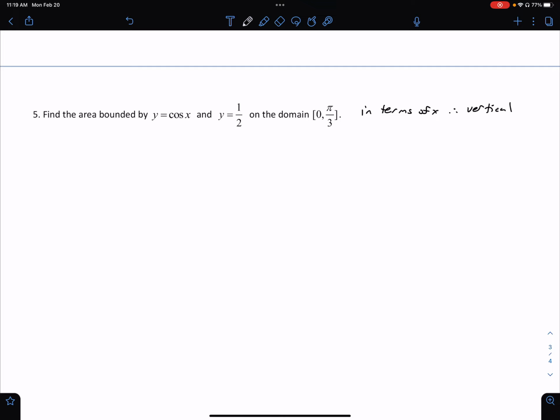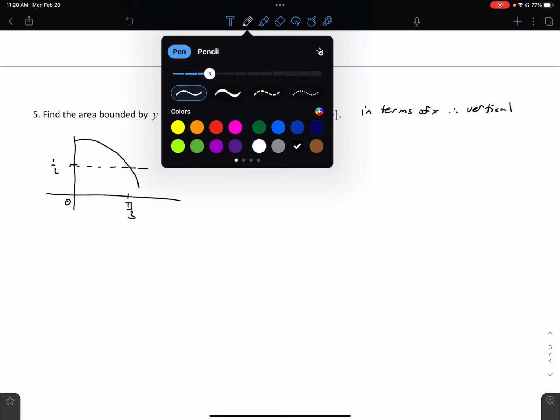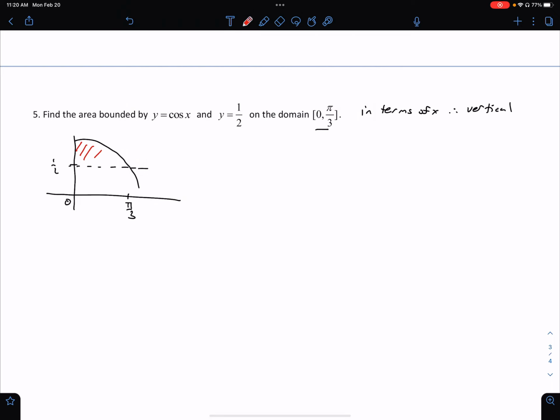When we draw this, we're only looking from 0 to pi over 3. The cosine of x looks like so, and we're going to go from 0 to pi over 3. We're also looking at the line y equals 1/2, so we're going to be above that. When we shade in the region, this is the region we're looking for because it is bounded by those two curves. Draw your rectangle of mathematics somewhere in the middle there.